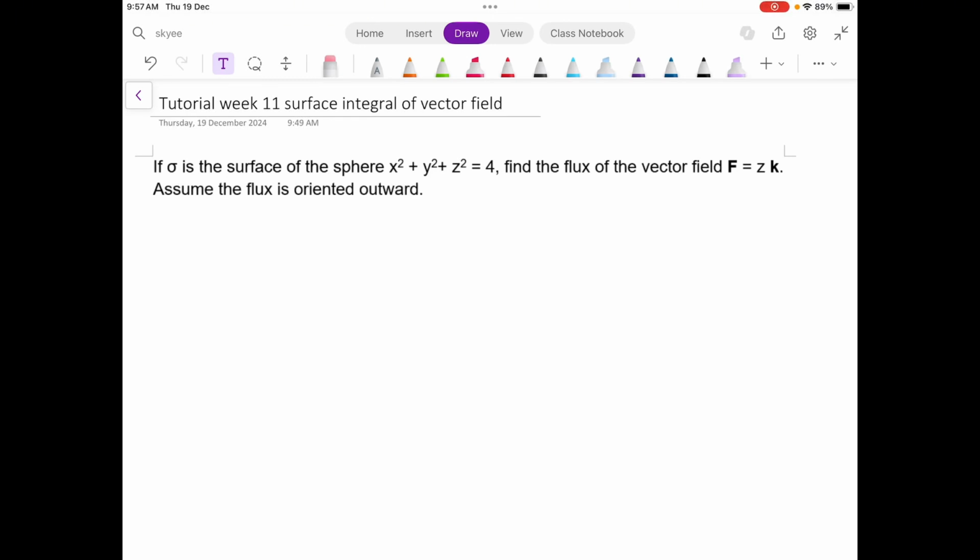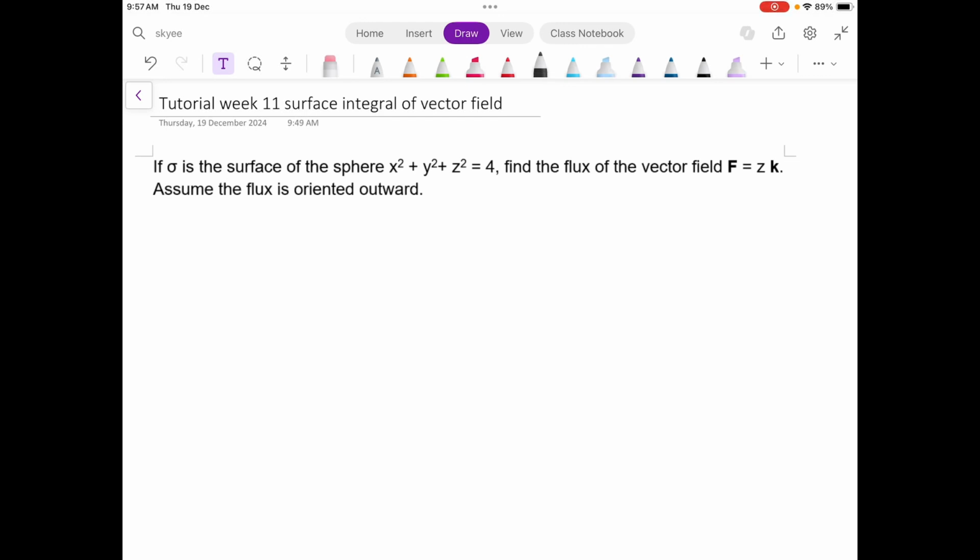Hi everyone, so now let's look at some tutorial questions for the surface integral of a vector field. So this is the question. If sigma is the surface of a sphere, and this is the equation of the sphere, you have to find the flux of the vector field. Okay, so this is a vector. Assume the flux is oriented outwards.